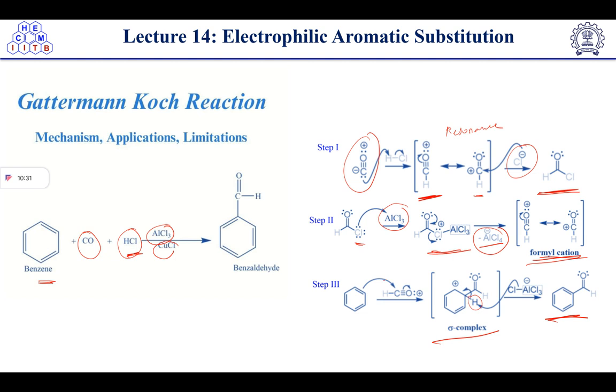So now the benzene ring will attack this electrophilic carbon and it will form a sigma complex, and this sigma complex will undergo aromatization by abstraction of this proton by the AlCl4 moiety, and the pi bond formation will take place to give the corresponding aldehyde. So the Gattermann-Koch reaction is used for aldehyde synthesis, benzaldehyde from benzene.